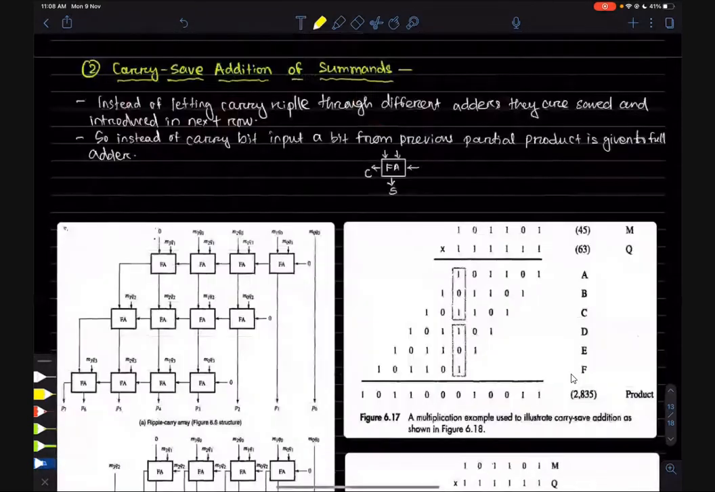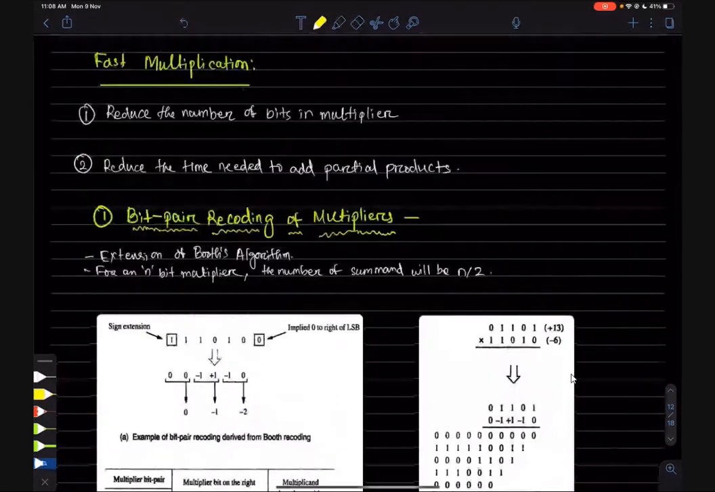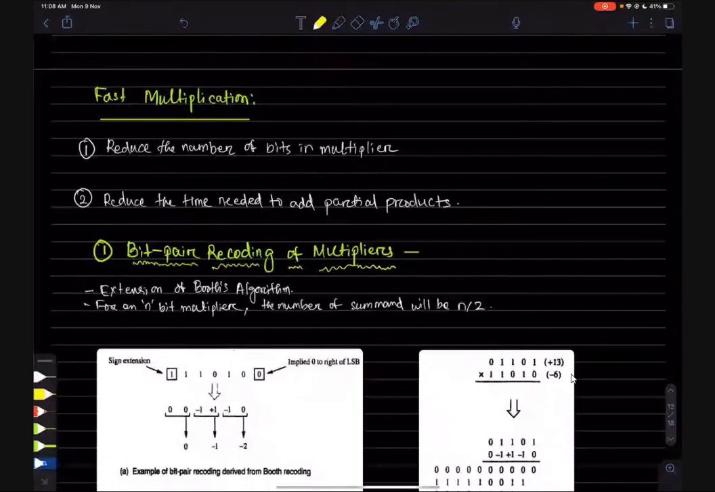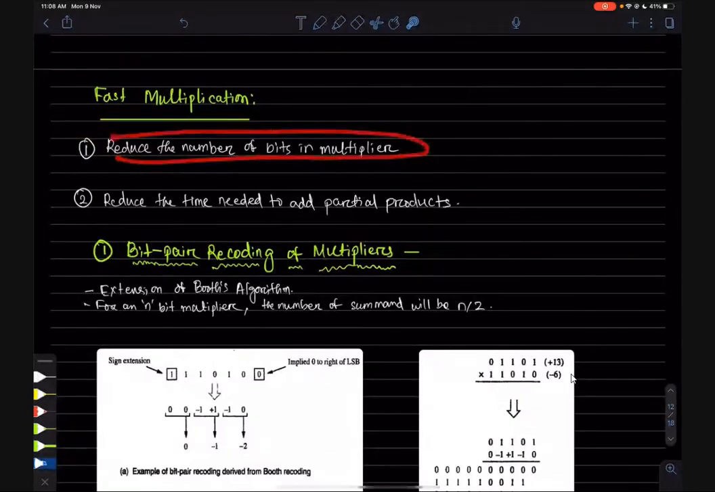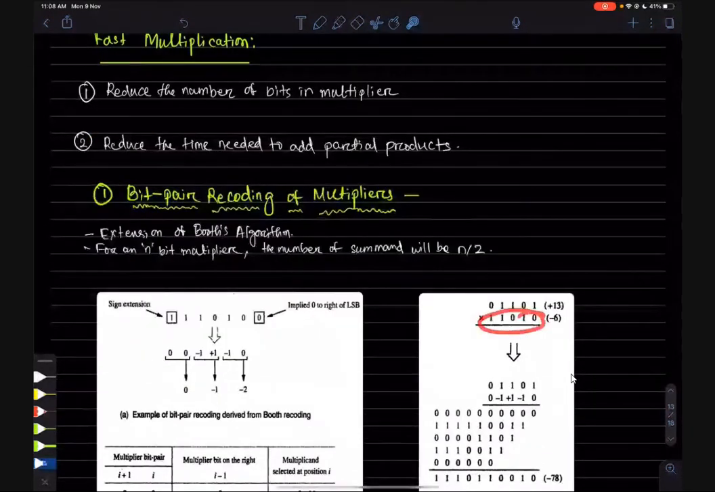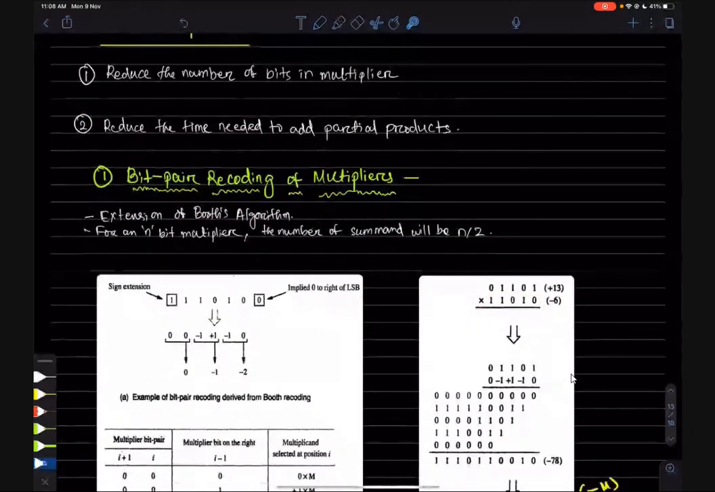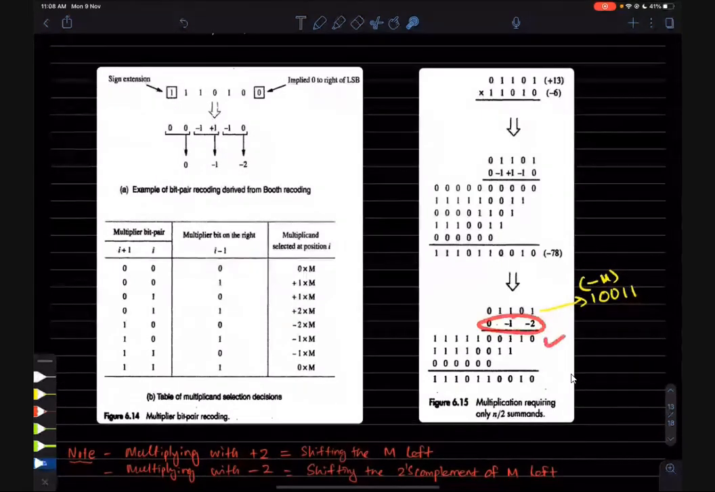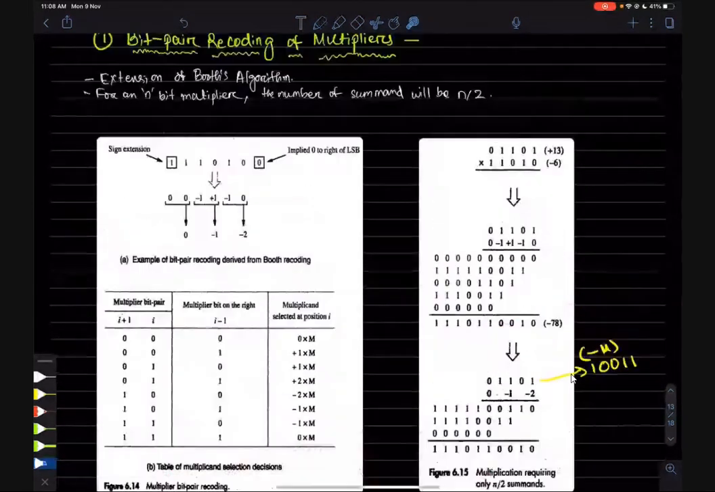Okay, so next, the first multiplication technique is over. Reduce the number of bits in the multiplier. This is the first technique. We have converted the 5 bits to 3 bits, so there will be only 3 multiplications and 3 additions.